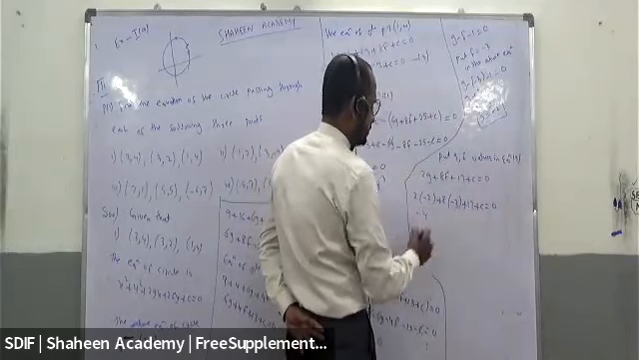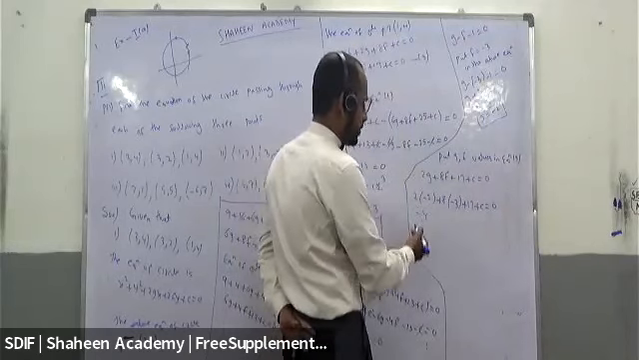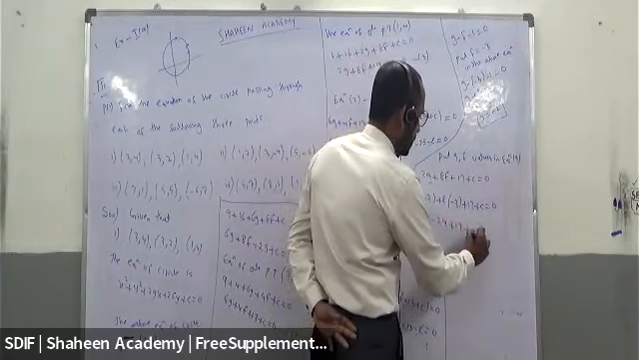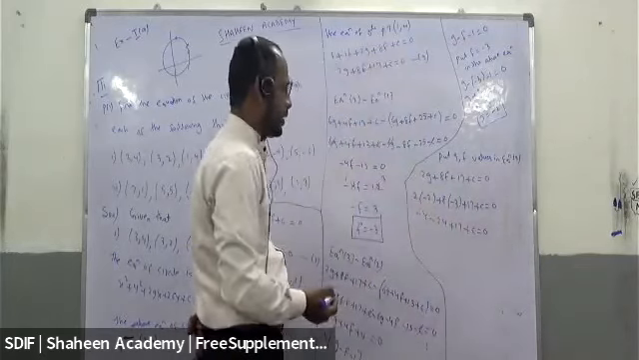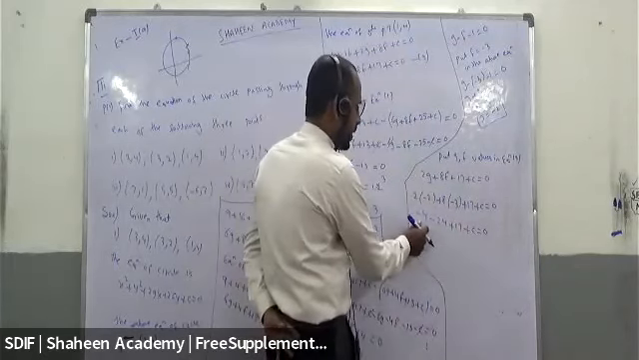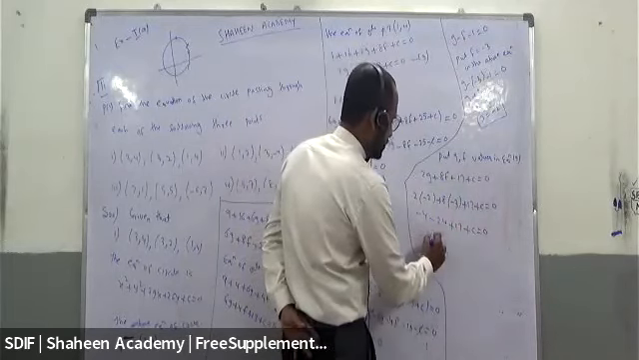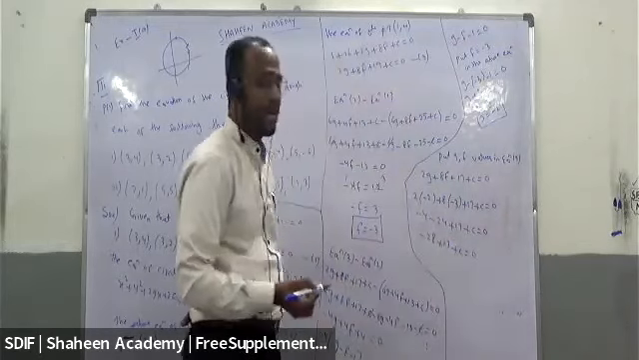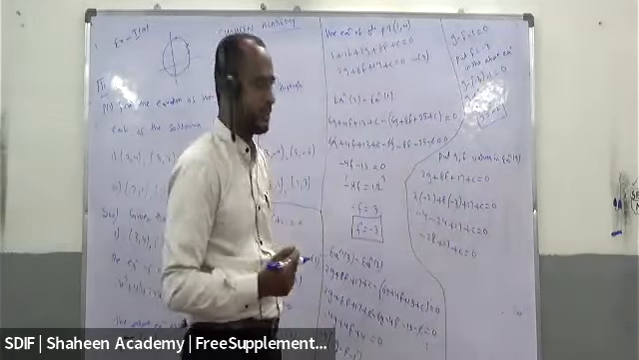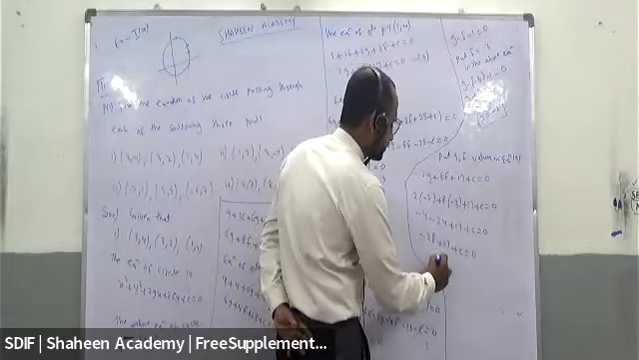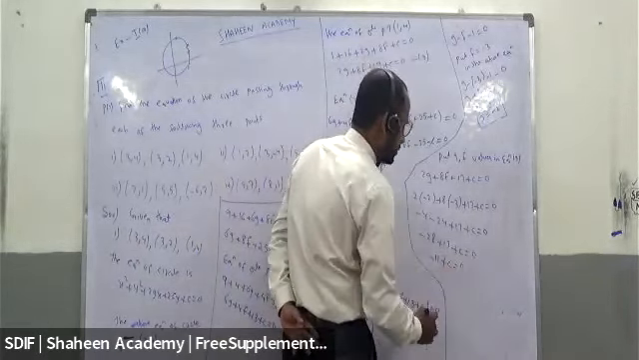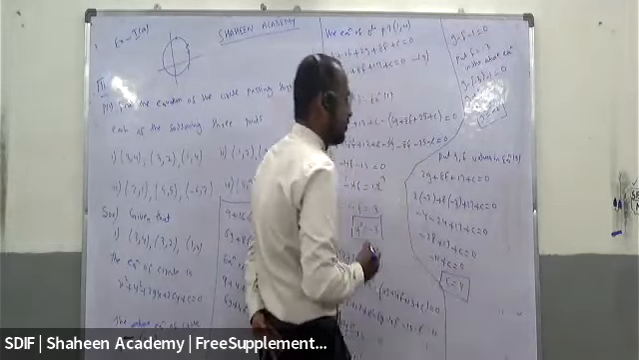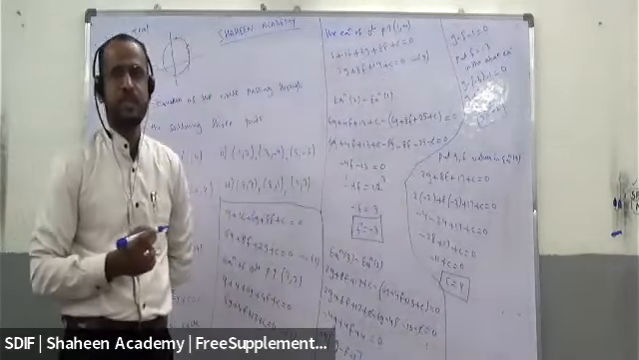2 into minus 2 is minus 4, plus 8 into minus 3 is minus 24, plus 17 plus c is equal to 0. Now minus 24 minus 4, how much? Minus 28 plus 17 plus c is equal to 0. Minus 28 plus 17, how much? Minus 11 plus c is equal to 0. So c is equal to 11. Finally, we have got the value of c is equal to 11.